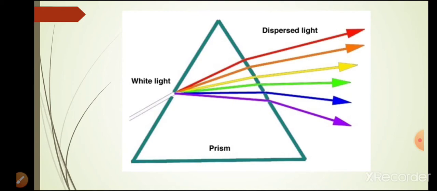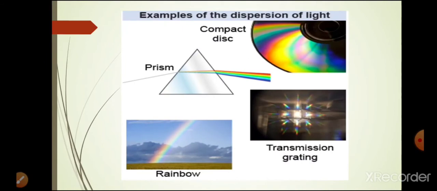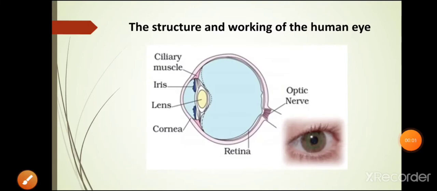Students, there are a few other examples of dispersion of light, like the formation of a rainbow, which is due to the dispersion of white light through water droplets. Then you have seen the dispersion of light on CDs, right? Like this compact disc, rainbow. So these are a few examples of dispersion of light. Now students, we will discuss the structure and working of the human eye.